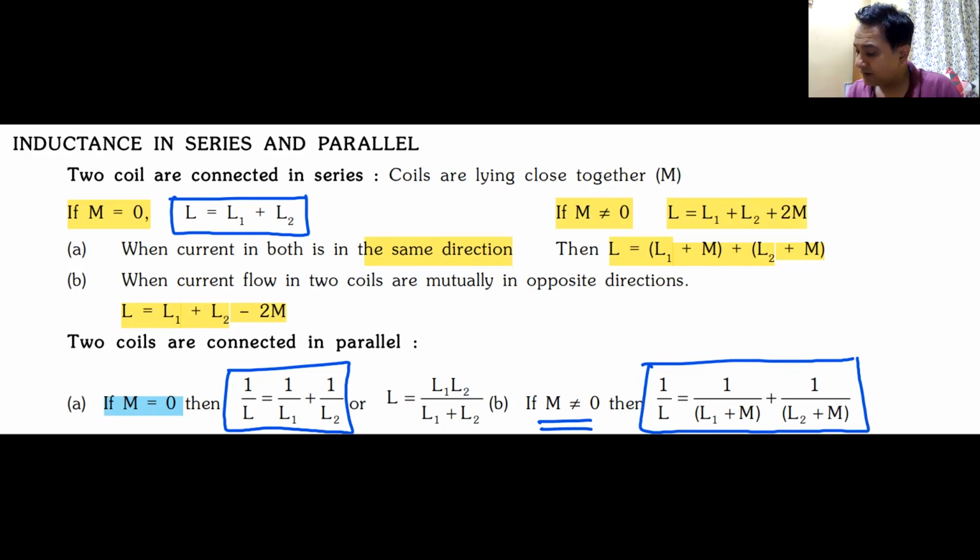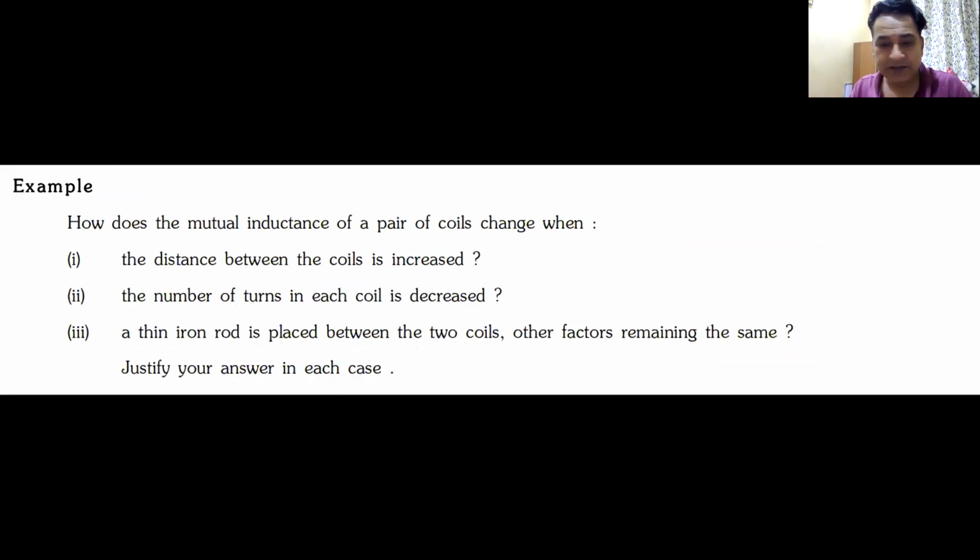Okay, since we have done this, we can solve a simple question like this and tell me the answer. How does the mutual inductance of a pair of coils change when, number 1, distance is increased, number 2, number of turns is decreased, number 3, a thin iron rod is placed between the two coils? Remember, a question on iron rods has come in one of the JEEs. I'll give you 2 minutes to think and give me the answer.